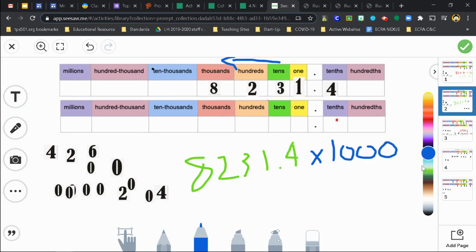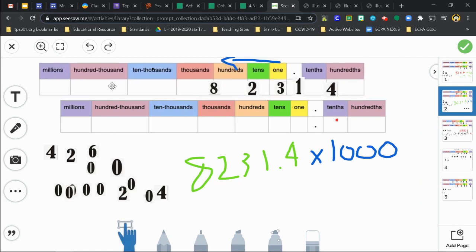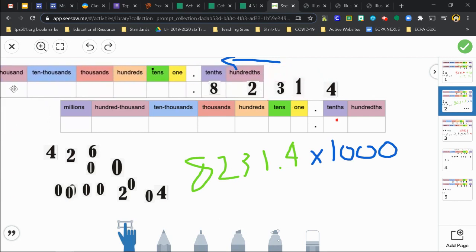Whoa, okay, hold on. Times 1,000. I know what you might be thinking. Oh, well, I remember we could just add 3 zeros behind. And like we talked about last time, that doesn't work all the time. Particularly in this one, it doesn't work at all. Because if you add zeros behind here, it does nothing. Zeros at the end, in the decimal zone, in the tenths and hundredths zone, they're worthless. You can do nothing with them. So what we have to do is move the digits or move the decimal.